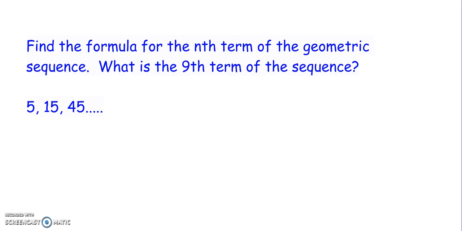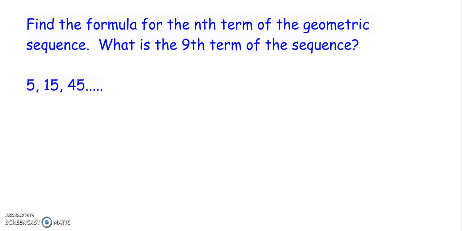Okay, so now we will find the formula for the nth term of a geometric sequence. What is the ninth term of the sequence? Now all I've done is give you the first three terms. Even with three terms, the fact that we know it's geometric tells us that there has to be a common ratio. And the idea is, well, we know the first term. The first term is 5.